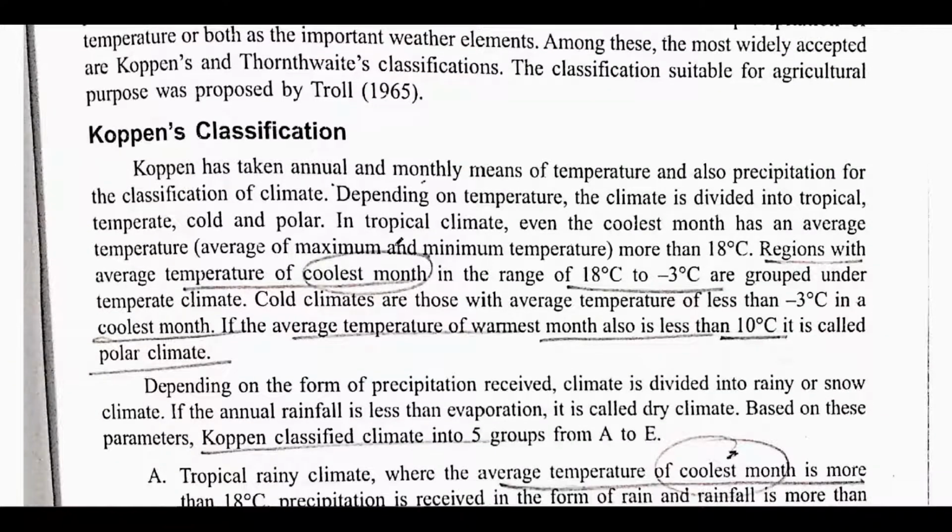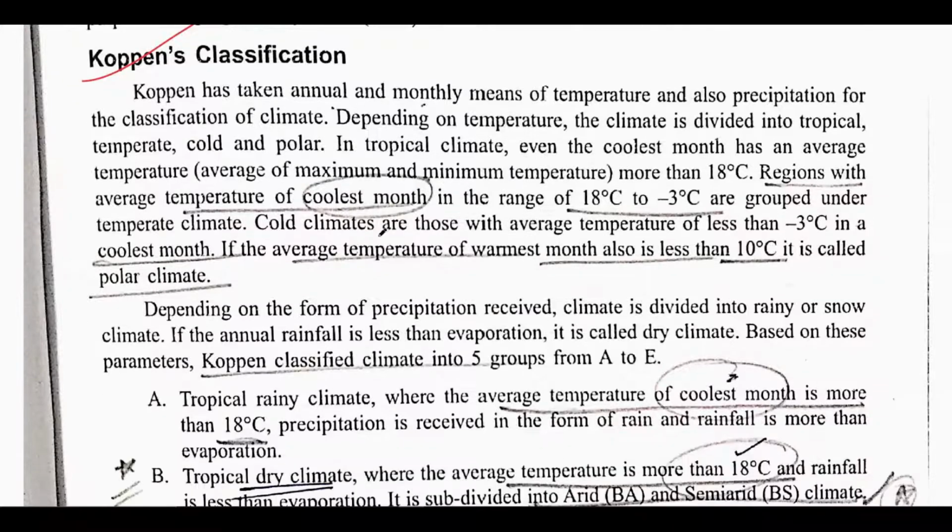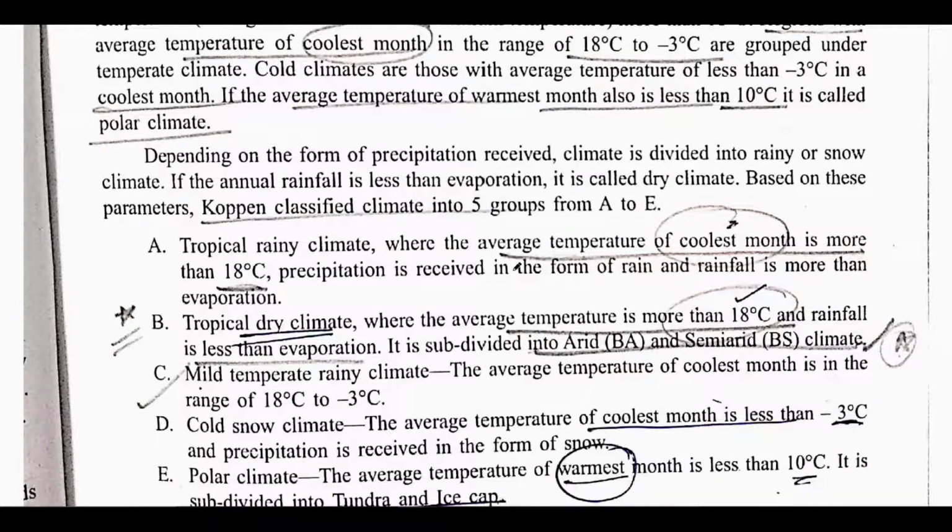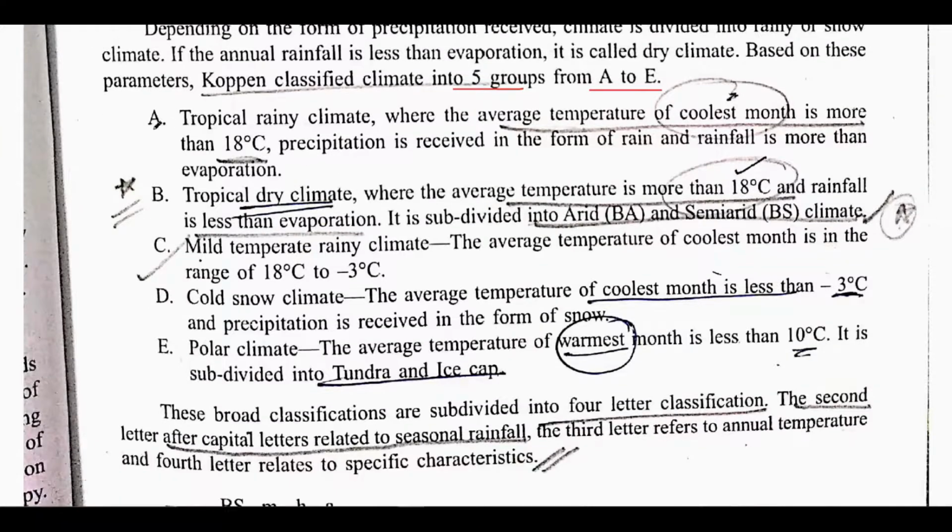This is being mentioned over here that Köppen has used temperature as the basis of its classification. He classified climate into 5 groups, from A to E. Now this A is tropical rainy climate.